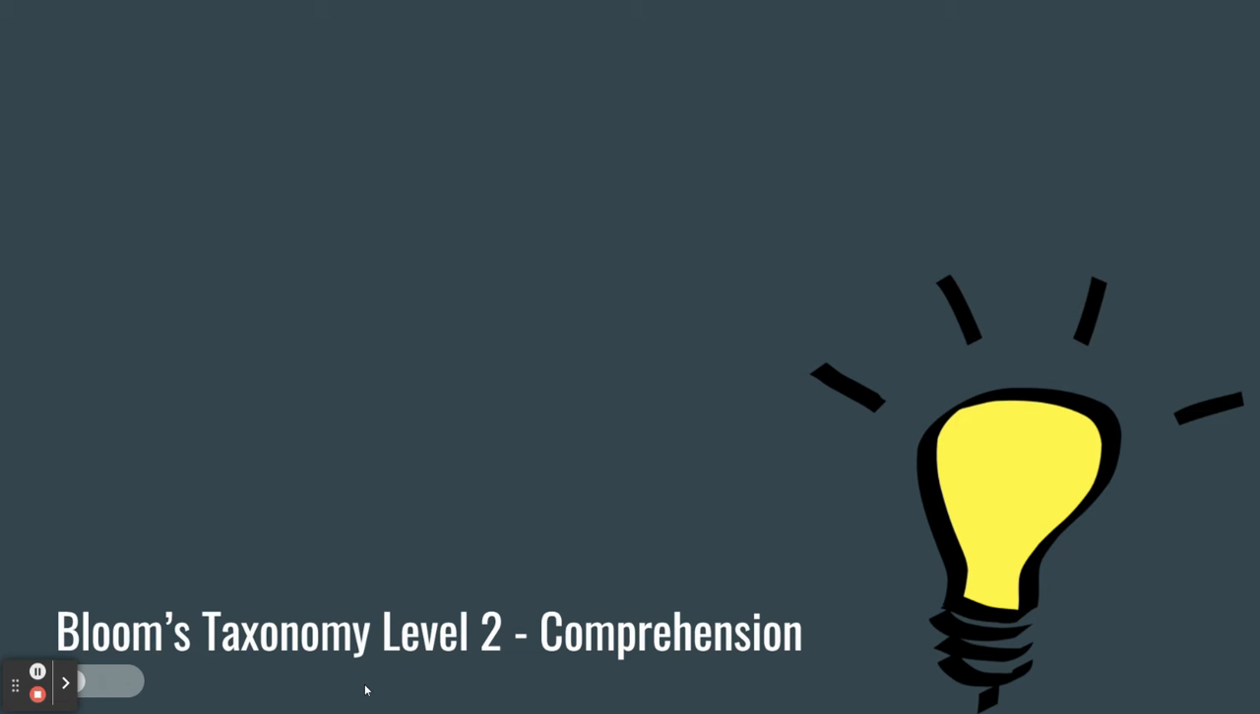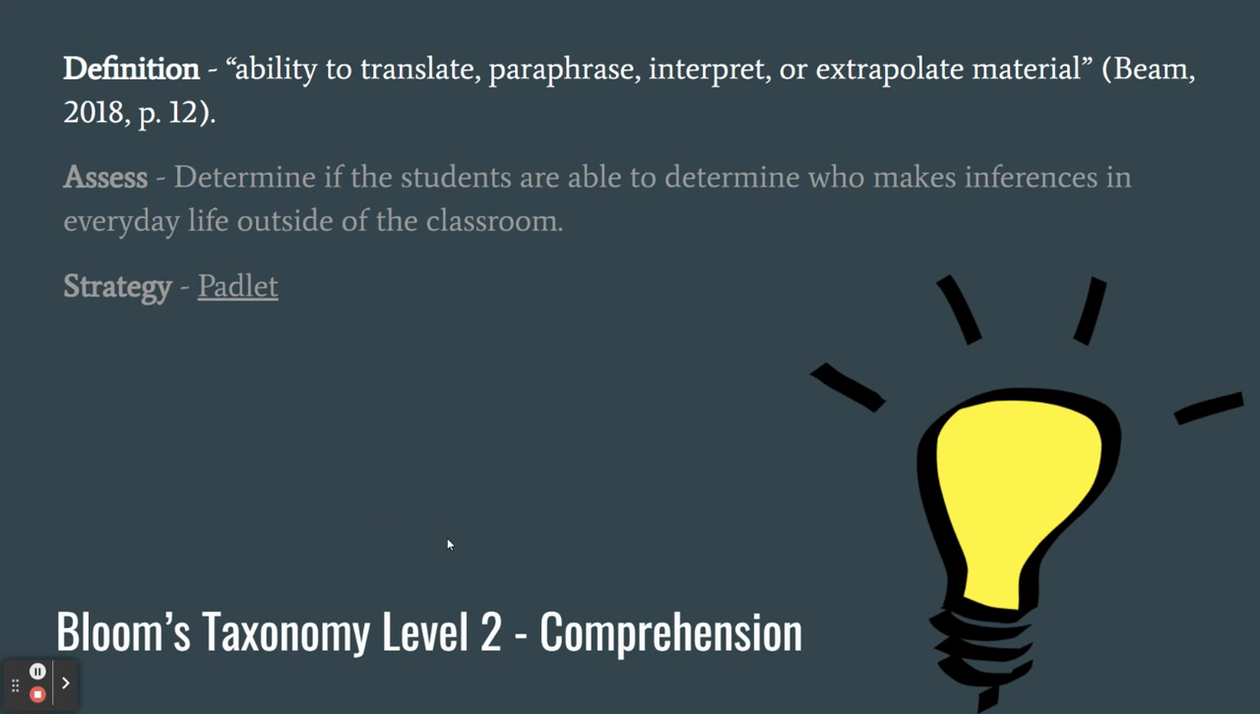The second level of Bloom's taxonomy is comprehension. The definition for this one is simply the ability to translate, paraphrase, interpret, or extrapolate material. So again, this is still a very basic level. If you're envisioning that pyramid, this is just going up one level.